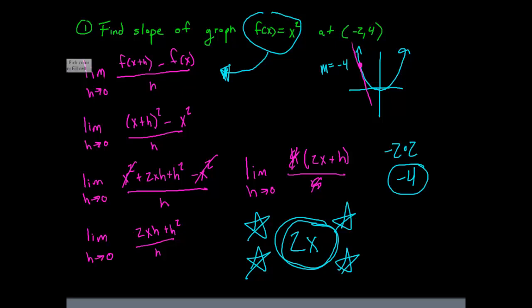If I wanted to talk about another point, let's extend this up. Maybe I want to talk about some point way over here that's at 5 comma 25. What is the slope of that line? Notice it should be positive now, so let's find out. If I plug in 5 into this formula for the slope of the tangent line, I get a slope of 10. So at 5, the slope of that tangent line is 10. At negative 2 comma 4, the slope of that tangent line is negative 4. Like I said, the slope of the line changes from point to point. Let's do another one.